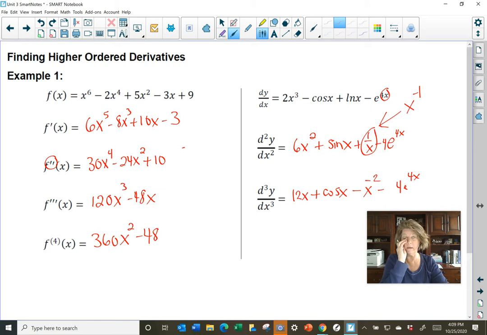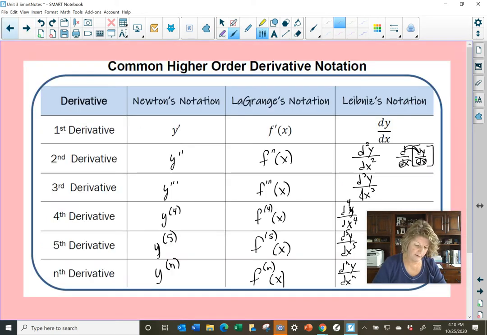And the derivative of e to the 4x is e to the 4x times a new 4. So I get multiplied by a new 4. And this will give me a 12x plus cosine x, I apologize, minus 1 over x squared minus 16e to the 4x. Got it. So taking higher order derivatives, not too tough.